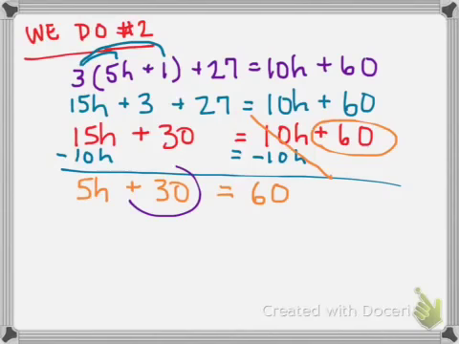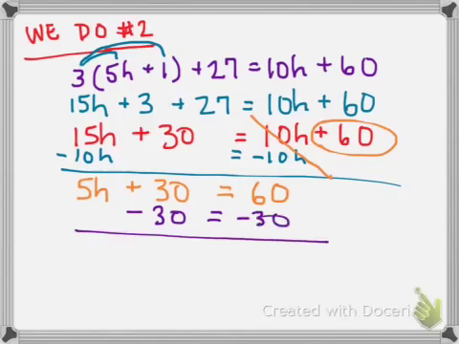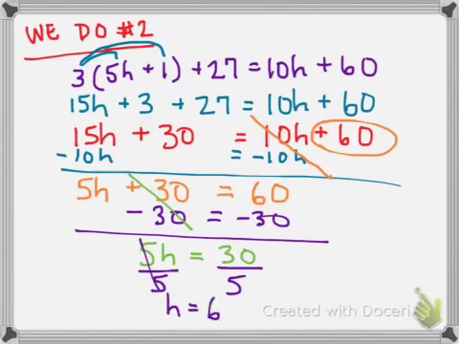Next, I can get rid of my constant from both sides, because again, I want to isolate the variable. So I subtract 30 from both sides. On my left side, these will cancel out. I'm left with 5h equals 60 minus 30, I know is 30. So I have 5h equals 30, and then I'm going to divide both sides by my coefficient, which is 5. So I get h equals 6.